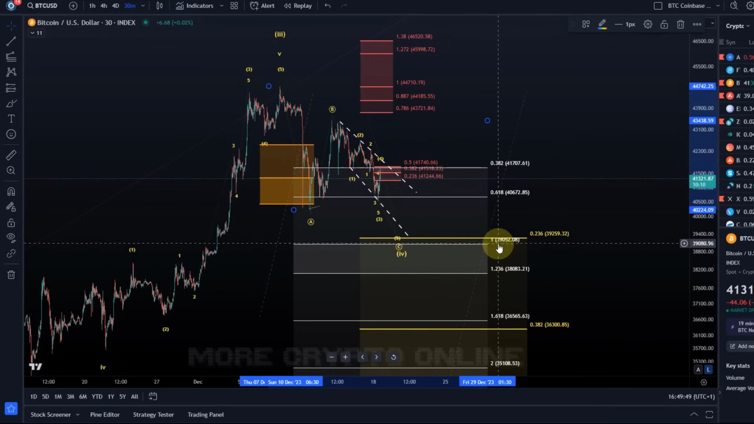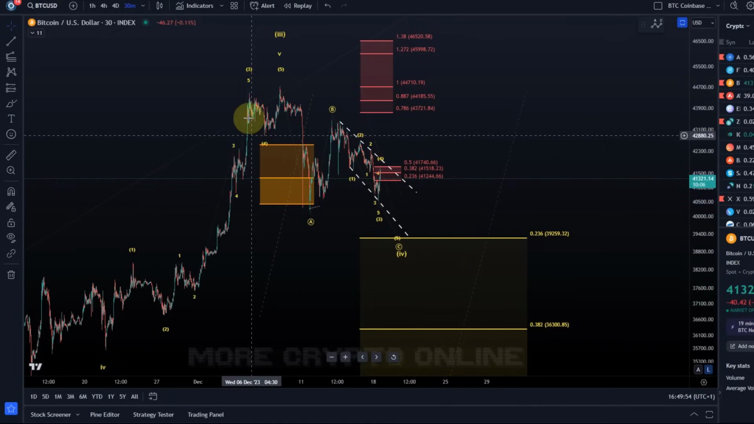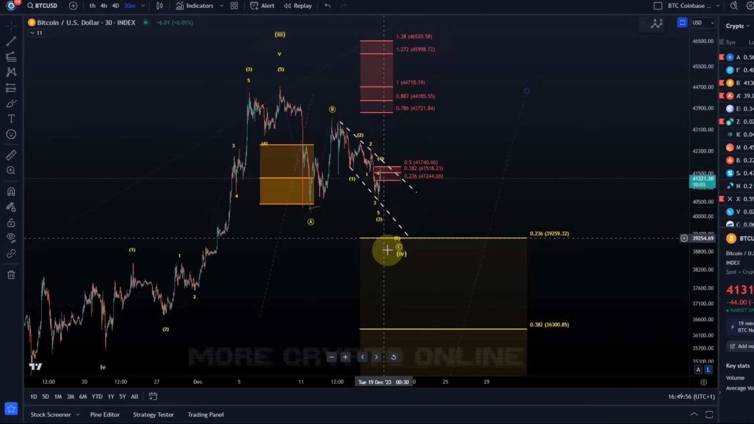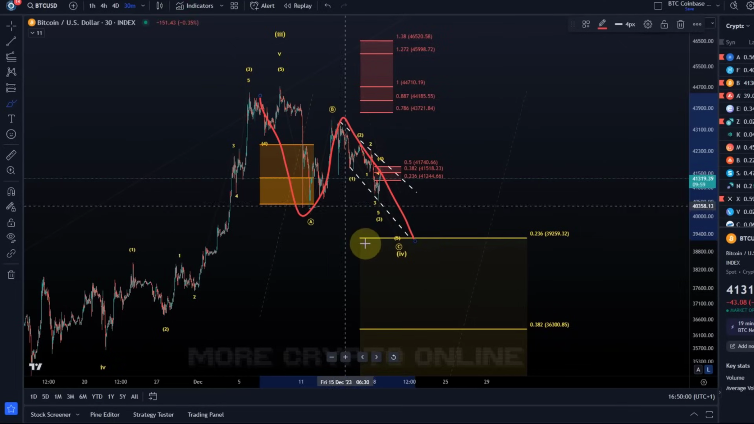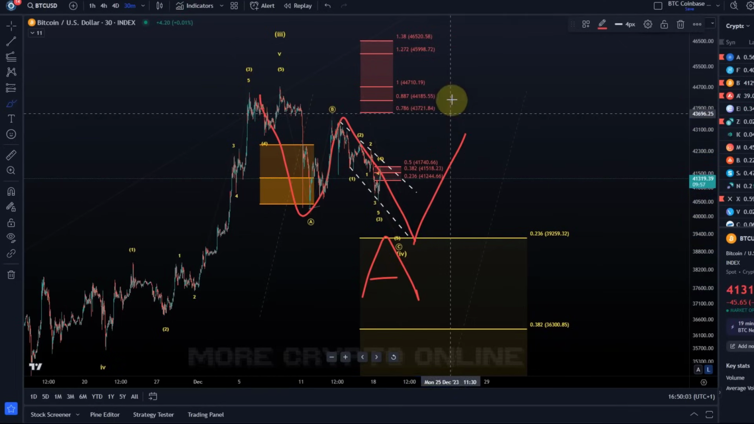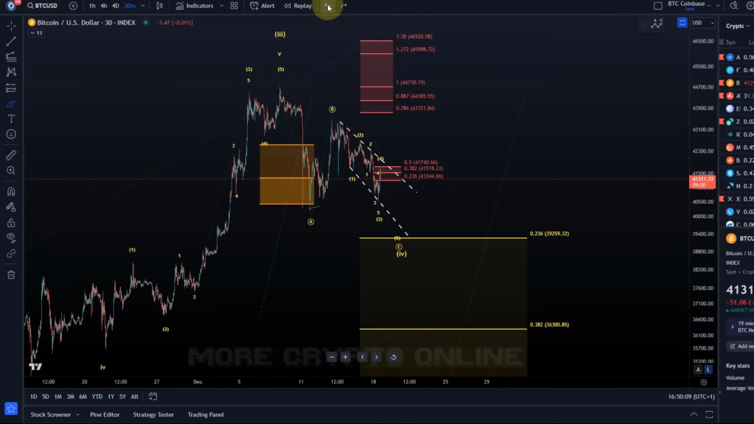And ideally we get there in the C wave. The question will then be, okay, does that mean that all of wave 4 is finished? Or is it only going to be the first A wave, which can be a 3-wave move of a much more extended A, B, C correction? So yeah, that's what I'm looking at here.